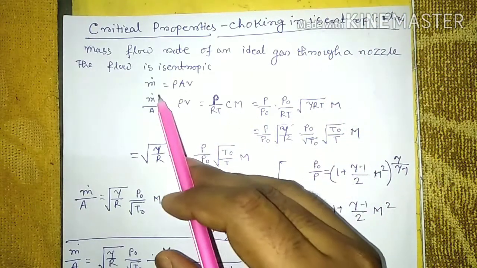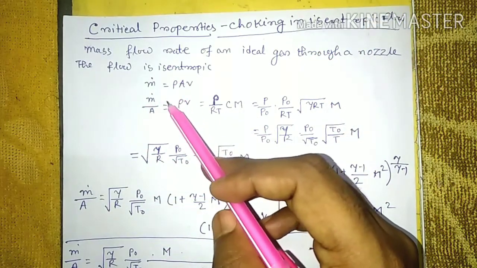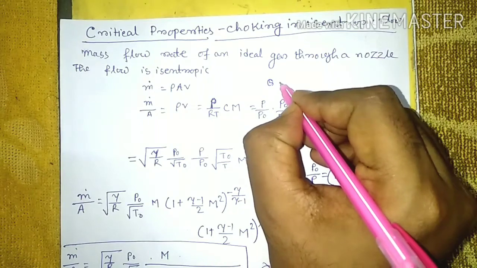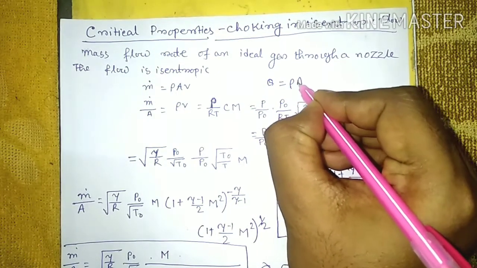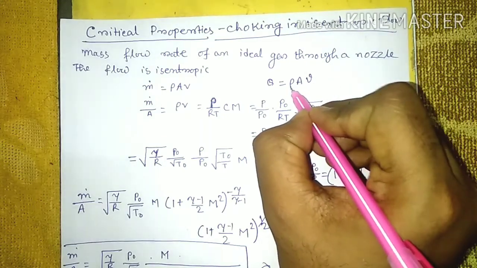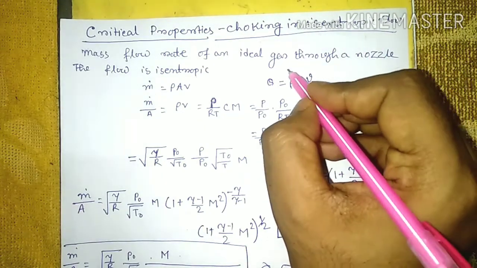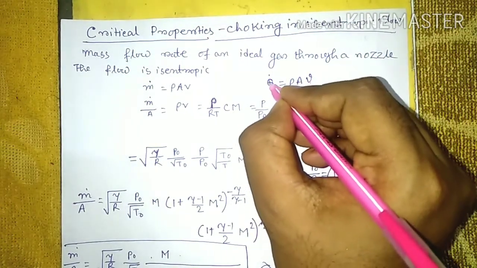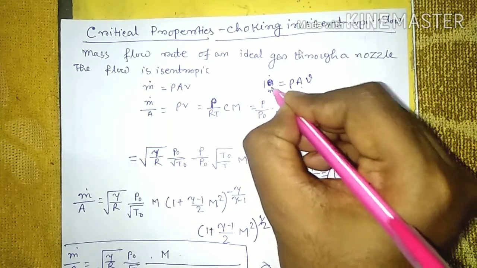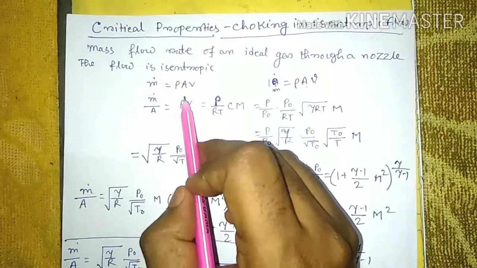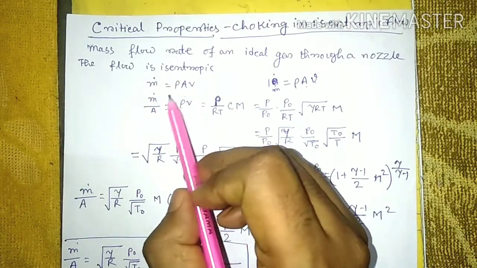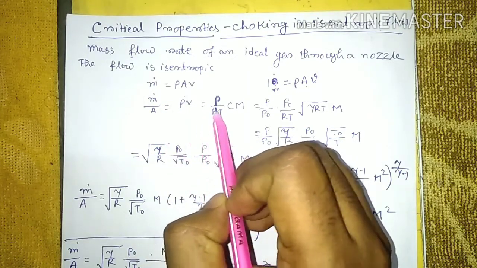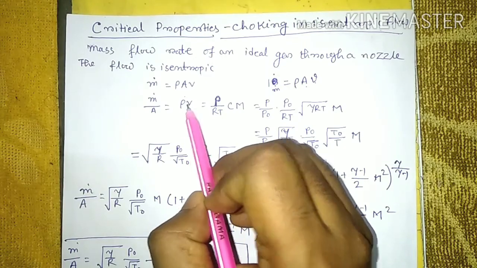As you know from fluid mechanics, the discharge Q is equal to rho into A into V. So the mass flow rate of an ideal gas can also be described as m dot, and m dot is equal to rho into A into V. Now the mass flow rate per unit area is rho into V, which is equal to m dot by A.